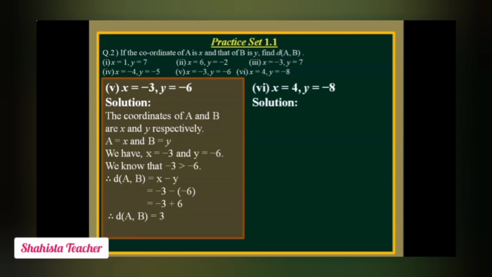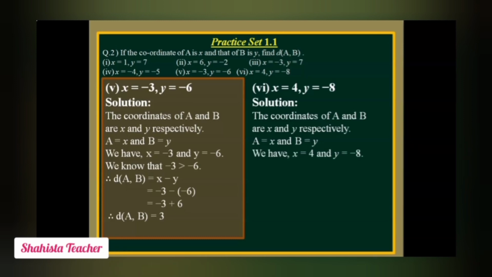Now the coordinates, as I told you before, the same statement we will write here. The coordinates of A and B are x and y respectively. Same statement, because we are calculating distance of A comma B, A to B. We are finding A to B, where A is x and B is y. We know that A is x and B is y. We have the given value of x is 4 and y is equal to minus 8. So we will put A is equal to 4 and B is equal to minus 8.